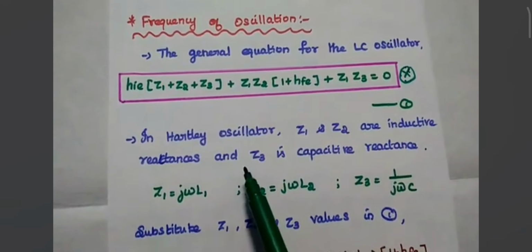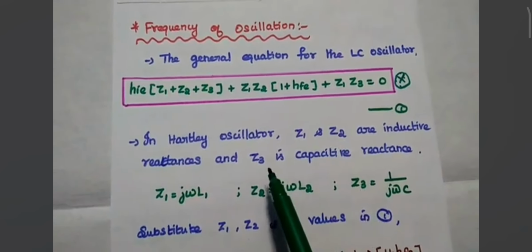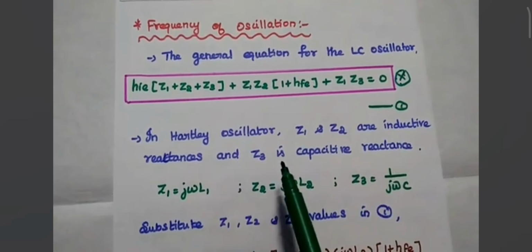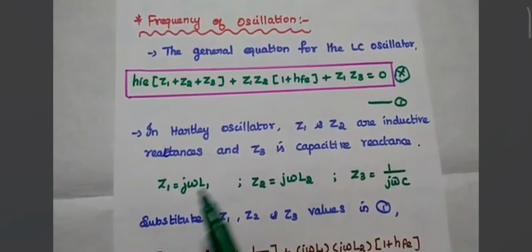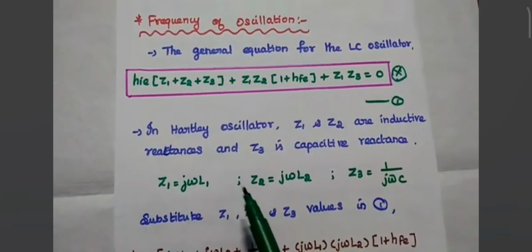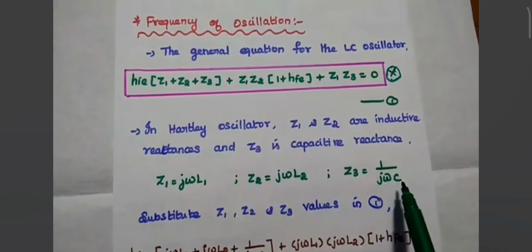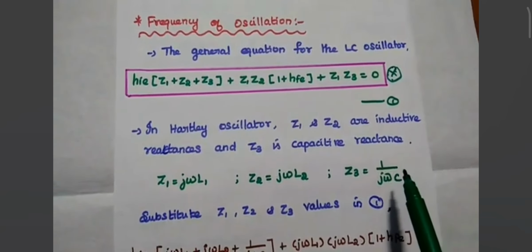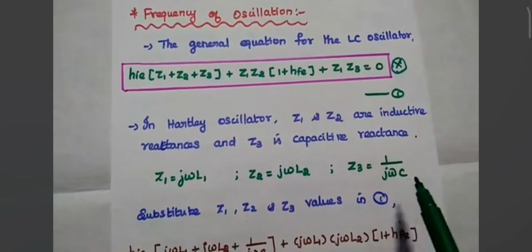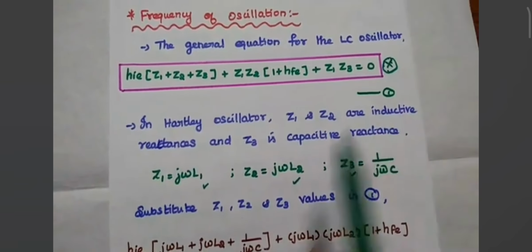In the case of the Hartley oscillator, we have to substitute the values of Z1, Z2 and Z3. Here Z1 and Z2 are inductive reactances. Z3 is capacitive reactance. So here we can mention the values like this. Z1 is equal to j omega L1, Z2 is equal to j omega L2, Z3 is equal to 1 by j omega C. Capacitive reactance is always denoted in the denominator. So here it is 1 by j omega C. We have to substitute all these three values in this first equation.